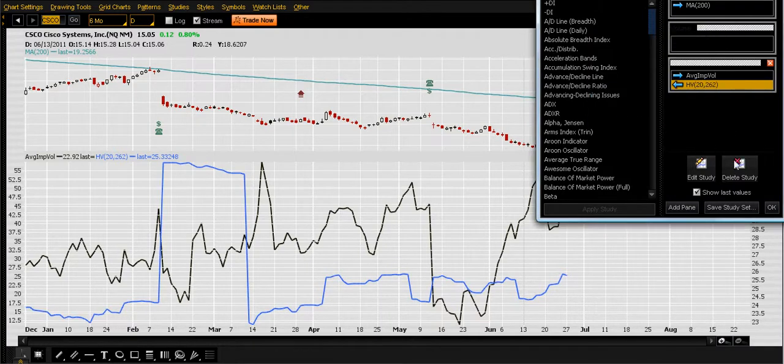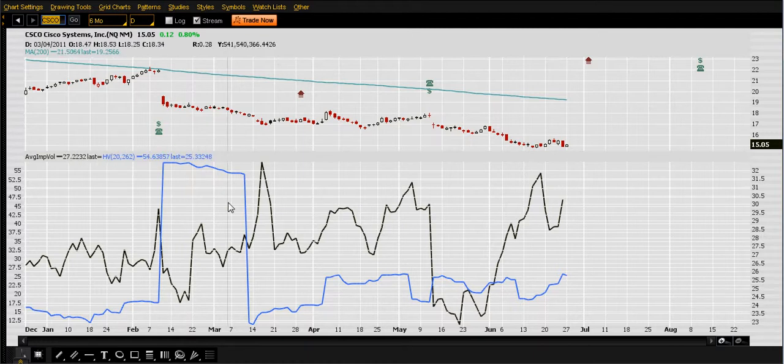What we're looking at right here is the blue line and the black line. The blue line is historical volatility, and the black line is the average implied volatility. Now, the difference between historical and implied volatility. First, implied volatility is what is being inputted into the option prices. So they're saying that it's implied that because options are expensive, the volatility is high.